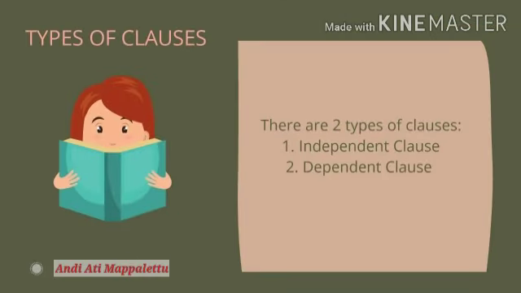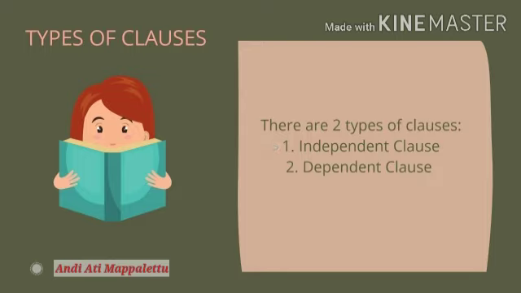Then let's move on to the types of clause. There are two types of clauses. The first one is the independent clause and the second one is the dependent clause. Independent clauses, also known as main clauses, or in Indonesian called main sentences or main clauses, are also a set of interconnected words that have a subject and predicate and can stand alone as a complete sentence, so the independent clause can be similar to a simple sentence.